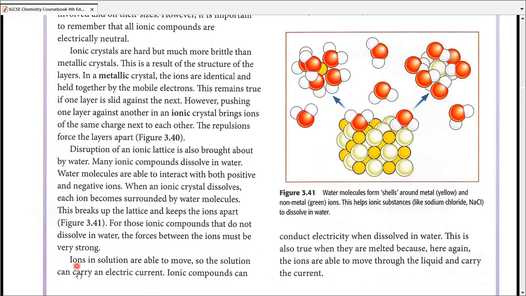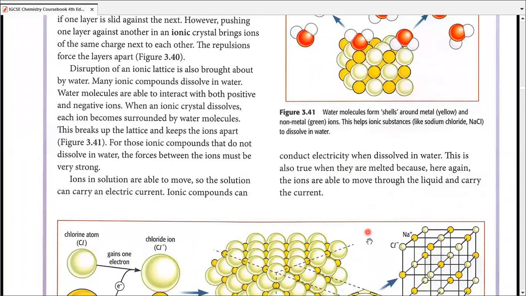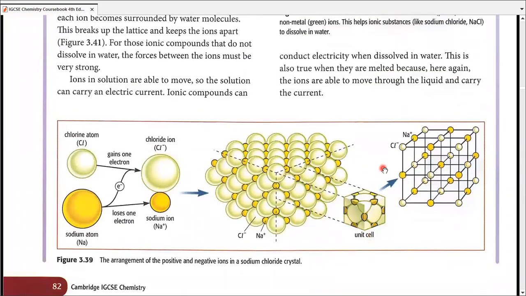That's why the solution of ionic compounds is able to carry electric current, which we have discussed before. Ionic compounds can conduct electricity when they're dissolved in water. It's also true that they can conduct electricity when they're melted, because again, when we melt them, we break all the ionic bonds, and the ions are free to move throughout the liquid. And then they can carry the current.